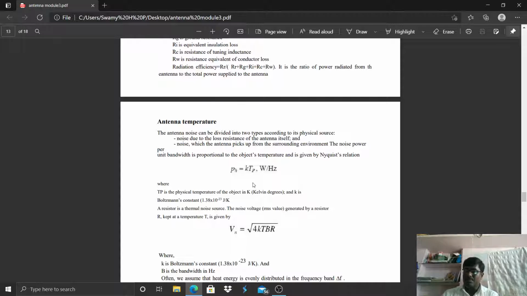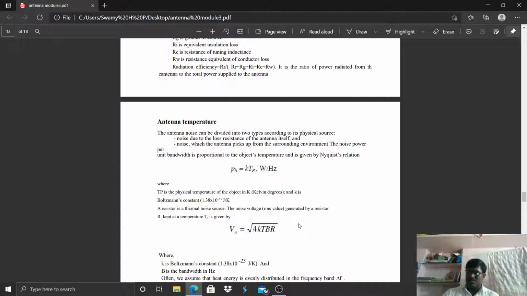Then the noise power per unit bandwidth is proportional to the object's temperature, and it is given by the Nyquist equation: PH equals kTp watts per hertz. Here k is the Boltzmann constant, Tp is the physical temperature of the object in degrees Kelvin. A resistor has a thermal noise source.